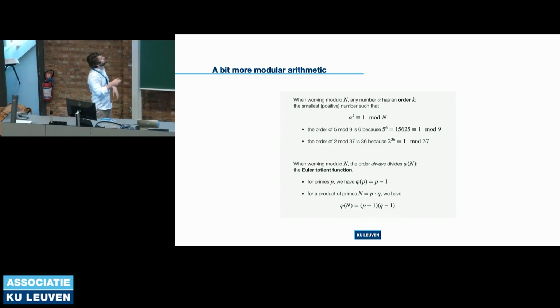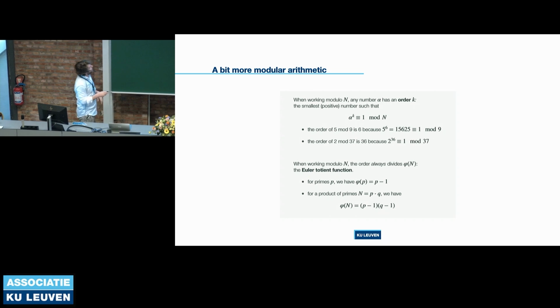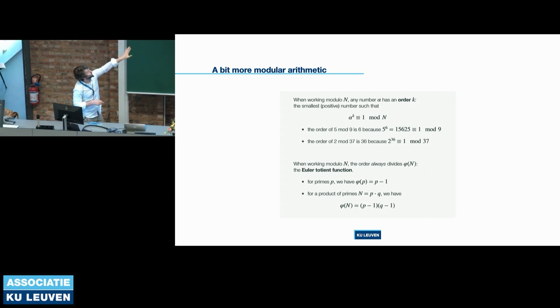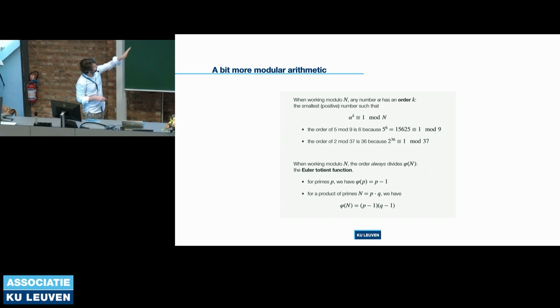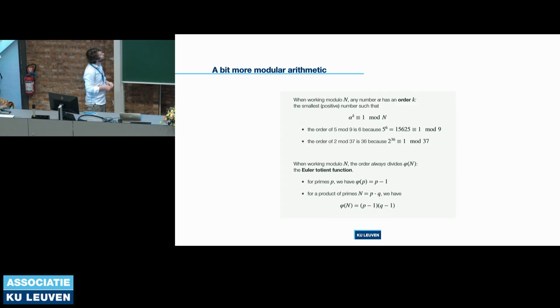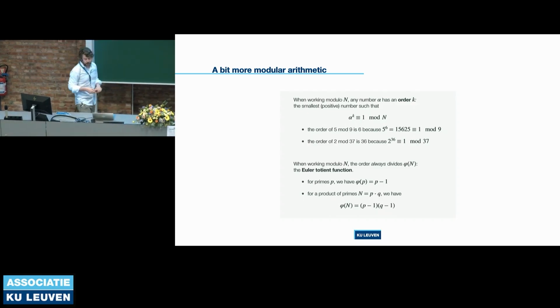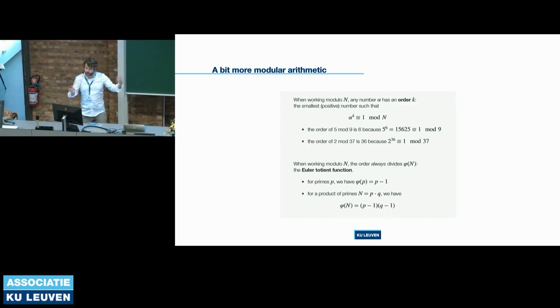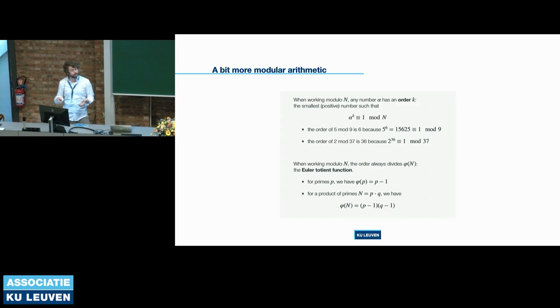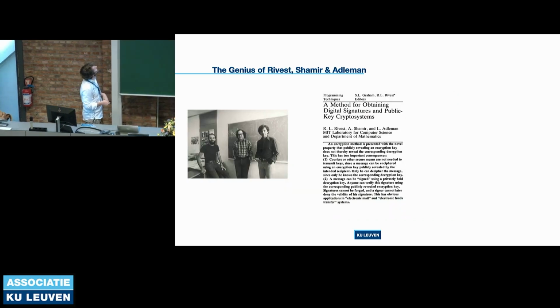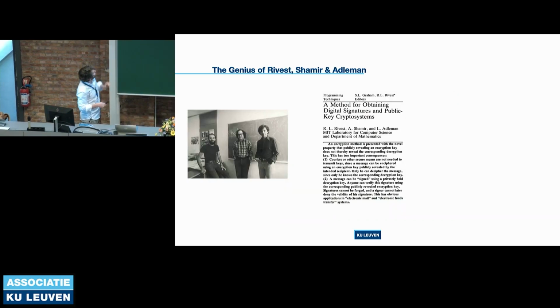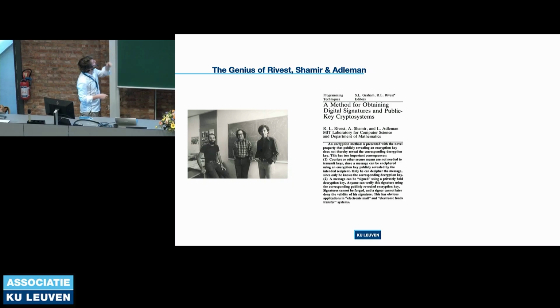But for a product of two different primes, p and q, the formula is actually going to be p minus 1 times q minus 1. This is actually most of what we need to introduce RSA. RSA is the second scheme that we're going to be looking at. It's by Rivest, Shamir, and Adleman, which is where the RSA comes from.